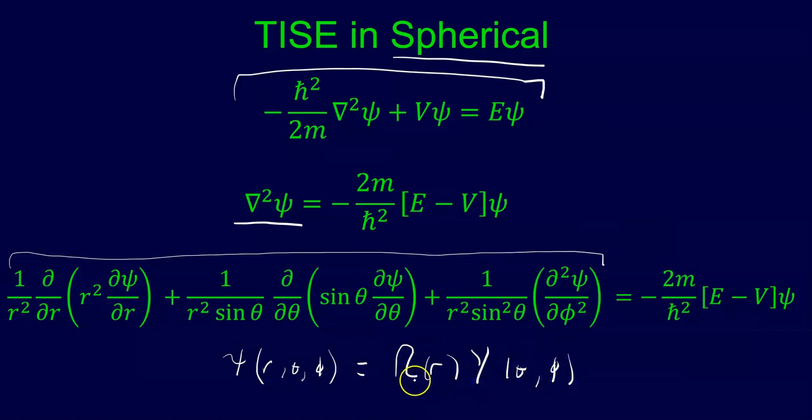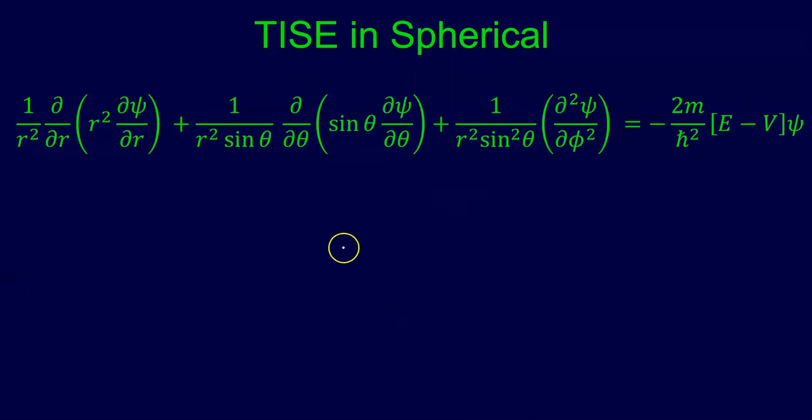So one function we'll call capital R, that's a function of r, and one function I'm going to call capital Y, which is a function of theta and phi. And we're going to plug that in and go through and see how it separates, just like we've done before. And so again, remember that what we're taking here is, for shorthand, I'll write it as R and Y, where R only depends on r, and Y depends on the two angles.